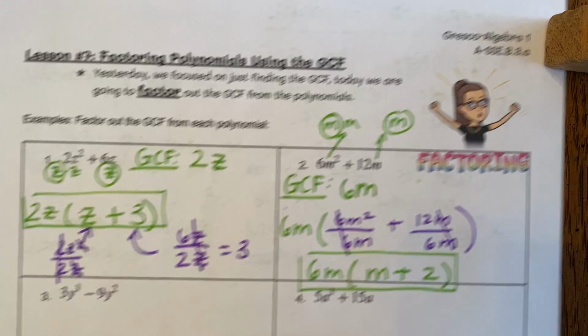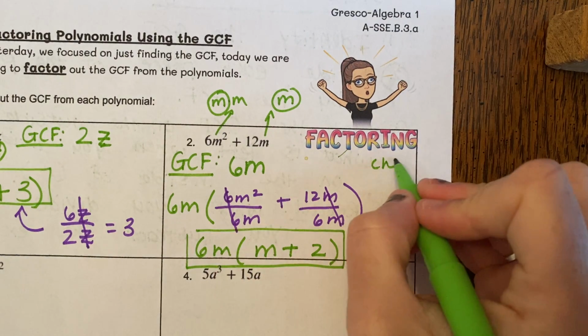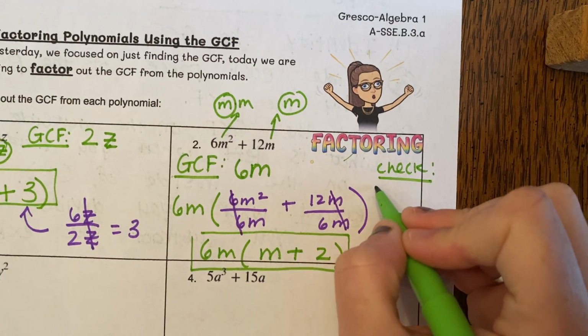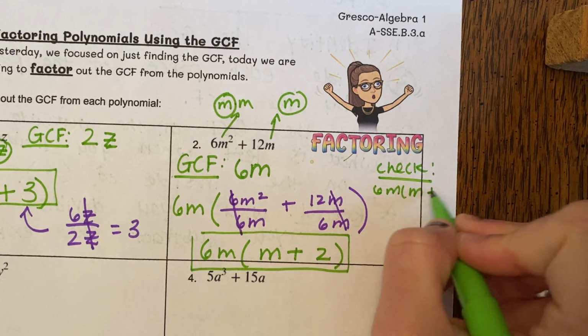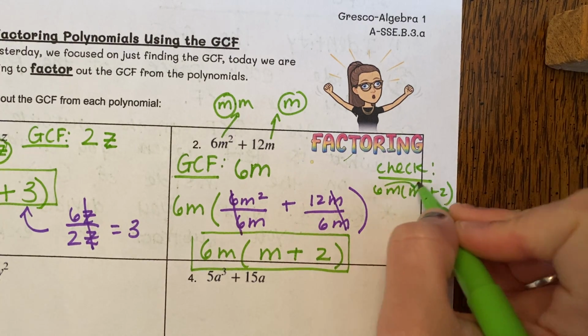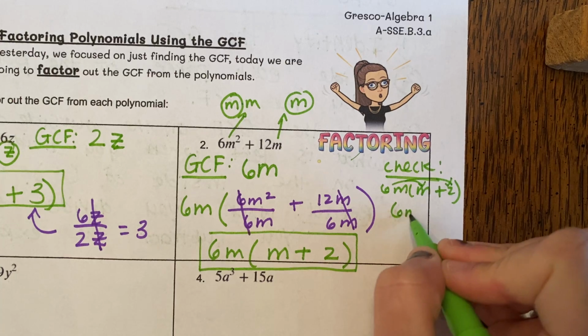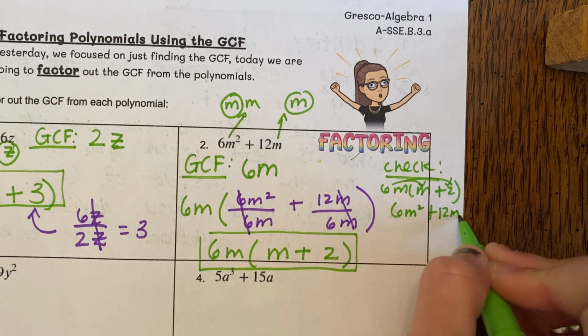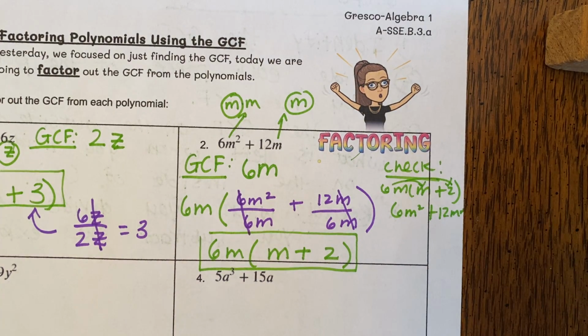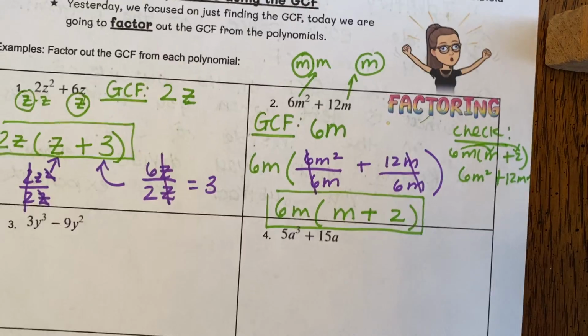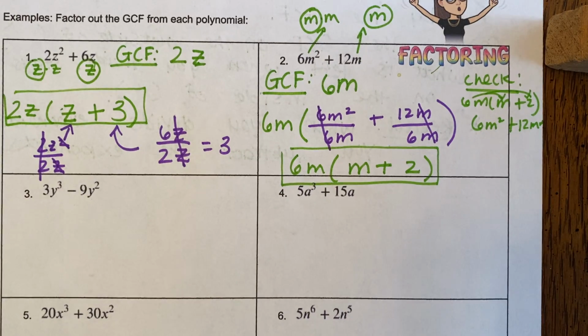A way to check it is when I multiply it back together, I get what I started with. So I would distribute this back in. I get 6m squared plus 12m, which is what I started with. Okay?